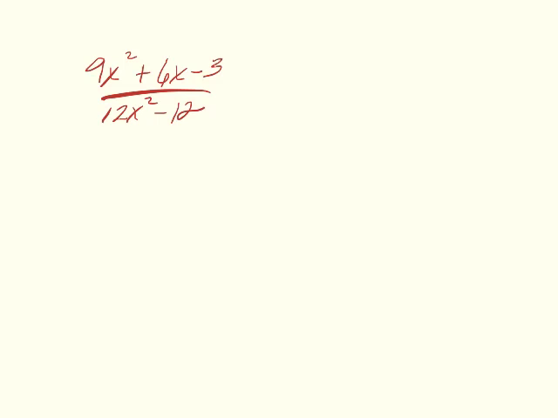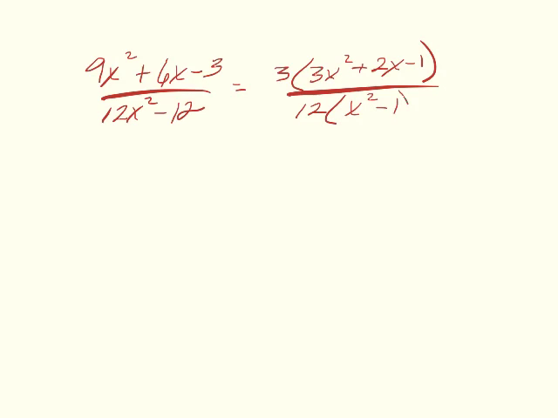We're just simplifying this. So we're going to look at the top, and we're going to factor out a 3, and that leaves us with 3x squared plus 2x minus 1. And in the bottom, we're going to factor out a 12, and it's going to leave us x squared minus 1. Okay? So we can keep going. We can take this top here and factor that down. We can look at the x squared minus 1 and realize that's the difference of 2 squares. So let's go ahead and factor that down. We'll do that here in green.